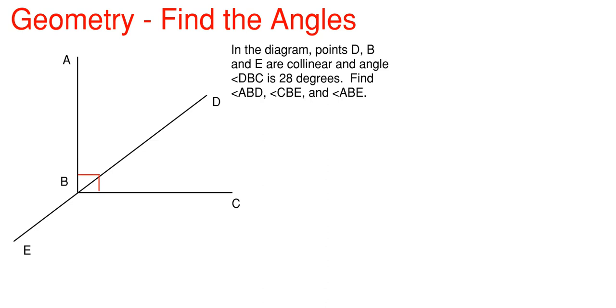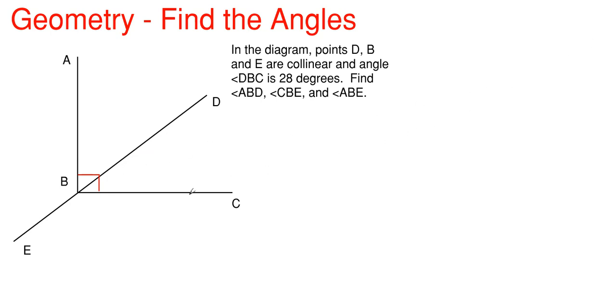So what we're going to be going over today is geometry, and we are going to be finding some angles using angle and line properties. So what we have is this diagram shown on the screen here. And in this diagram, we're told a few things. We are told that points D, B, E, so this right here is from D, B to E, are collinear, and the angle DBC is 28 degrees, and we have to find out some more angles here.